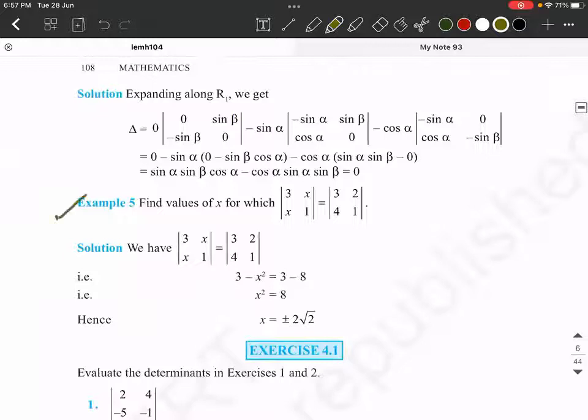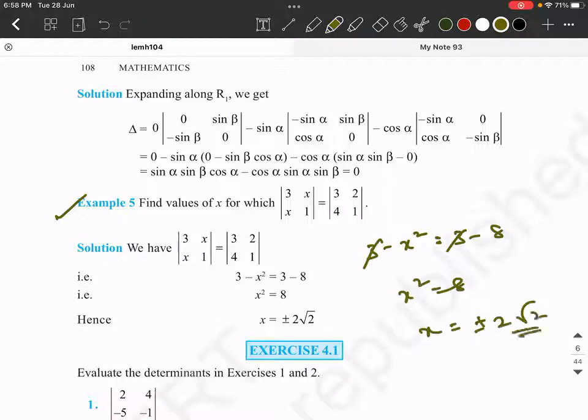Right. Example number 5. Find the value of x for which the determinant of 3, x, x, 1 is equal to the determinant of 3, 2, 4, 1. They are not matrices. Don't compare x on both sides and say x is equal to 2 or 4. Don't make that mistake. So 3 minus x square is equal to 3 minus 8. Cancel it. X square is equal to 8. X will be equal to plus or minus 2 root 2. Root 8 is 2 root 2.